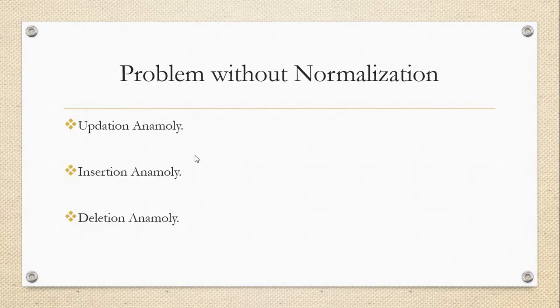So here is the list of the problems: updation anomaly, insertion anomaly, deletion anomaly. So we are facing these three problems. Let's discuss why we are facing the problem of updation, why we are facing the problem of insertion, and why we are facing the problem of deletion.